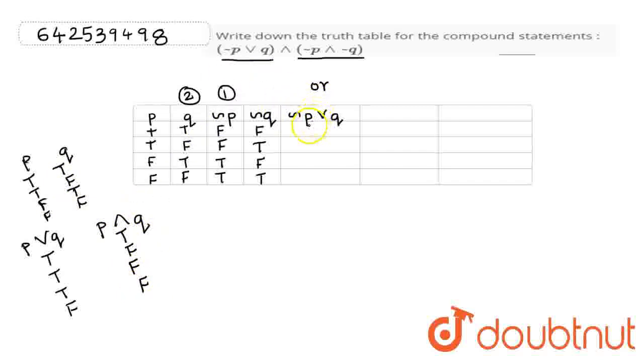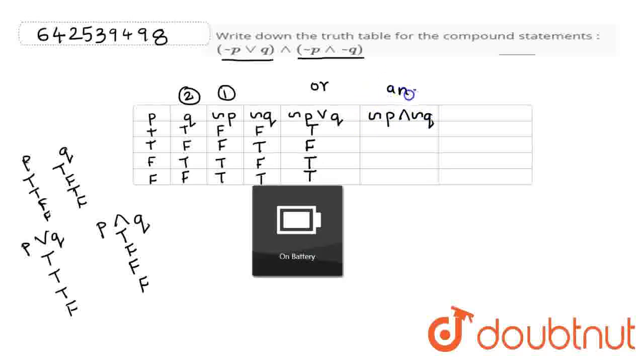Here we have to do the OR operator. For OR we know that F is only possible when both the conditions are F. So let's check where it is. Yeah, the second one will be the only F. Rest all the conditions will be T. Clear? Now let's go for the next compound statement, which is negation of P and negation of Q.